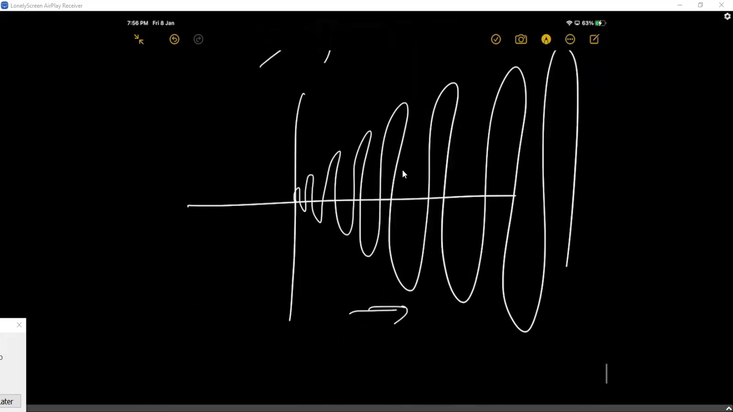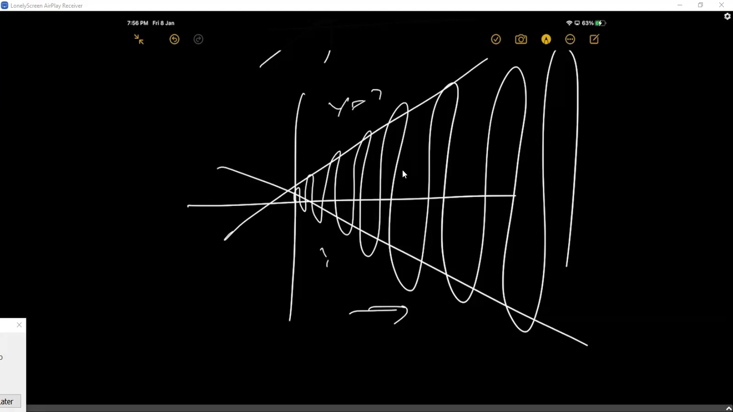Do you understand it? Yes, sir. So it will actually look like it is sandwiched in between y equals x and y equals minus x, something like that.